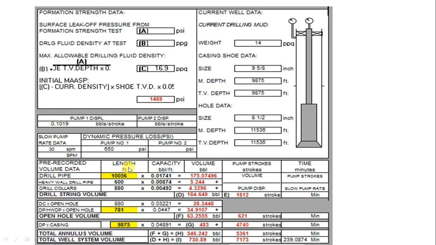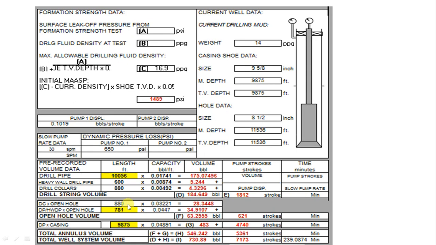Take care that after finishing you have to make a summation of those lengths, and they must be the same as the measured depth here. If you put them and everything is okay, I guarantee that you will give the best answer and the right answer for the kill sheet. This is the most important point in the kill sheet.